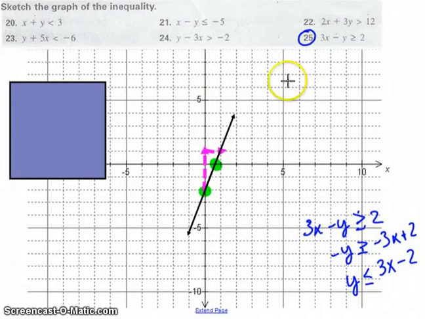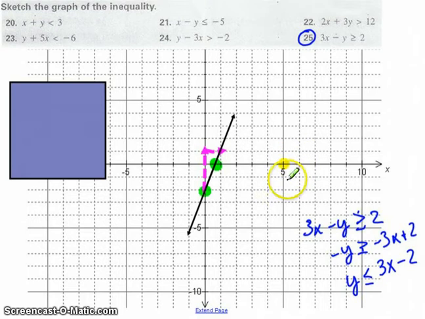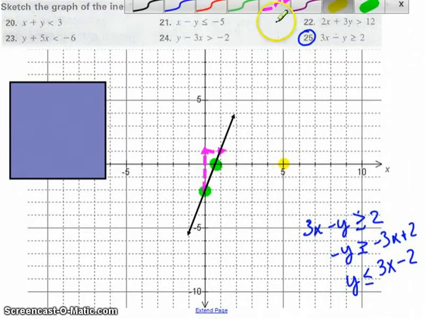Solid or dotted, look at this equation, or not equation, inequality. The arrow is underlined, therefore it's solid. Which side should I shade? Well, this time, I'm guessing, since it's a greater than, that this is the area that should be shaded, not over here. Let's try a point from over here. Let's just pick something. What if I picked that point right there? That point is 5, 0.